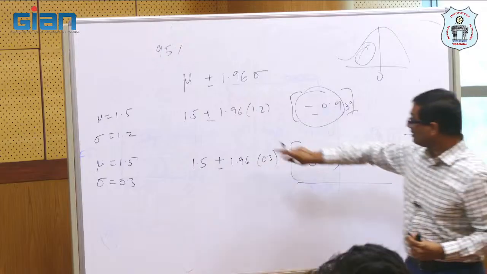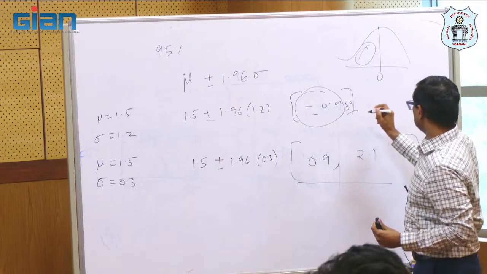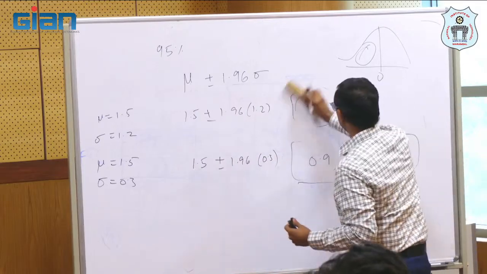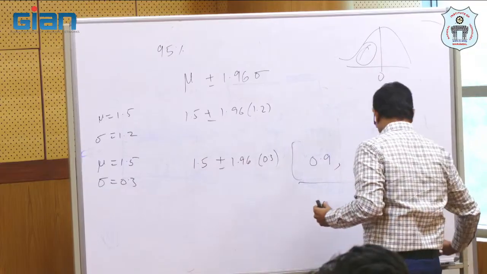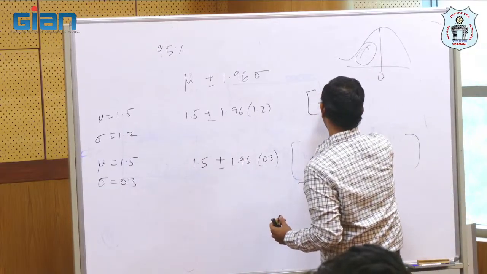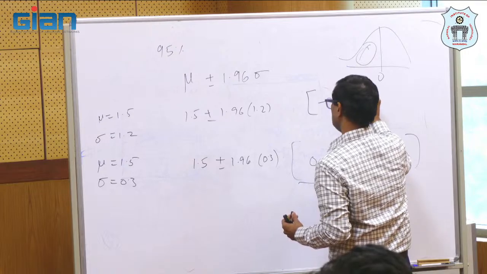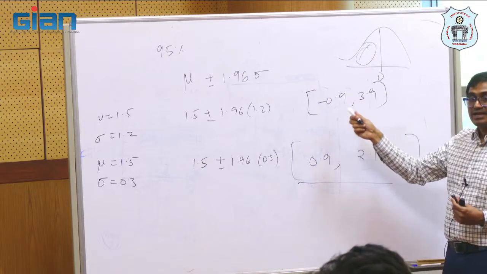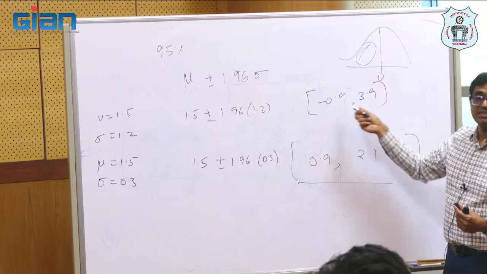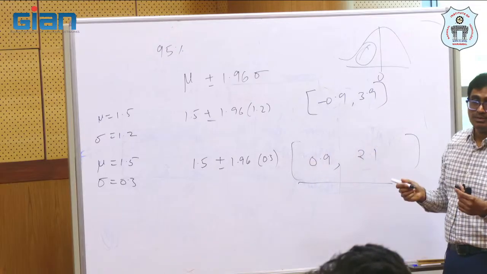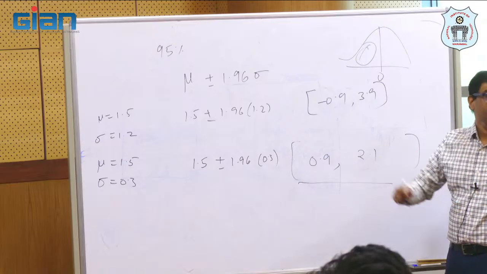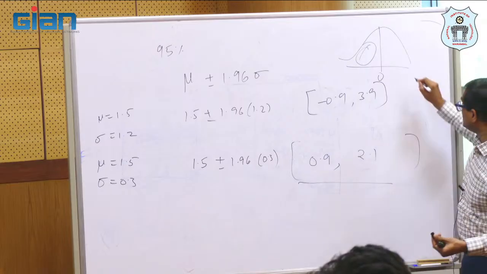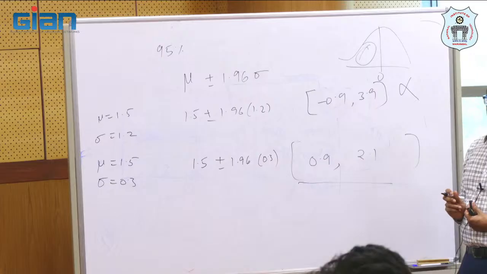Now, if you have this one, minus 0.9 to 3.9. So in this case, the 95% area covers minus 0.9 to 3.9. So there is a good probability that it is negative sometimes and positive other times. So this is not a good variable.